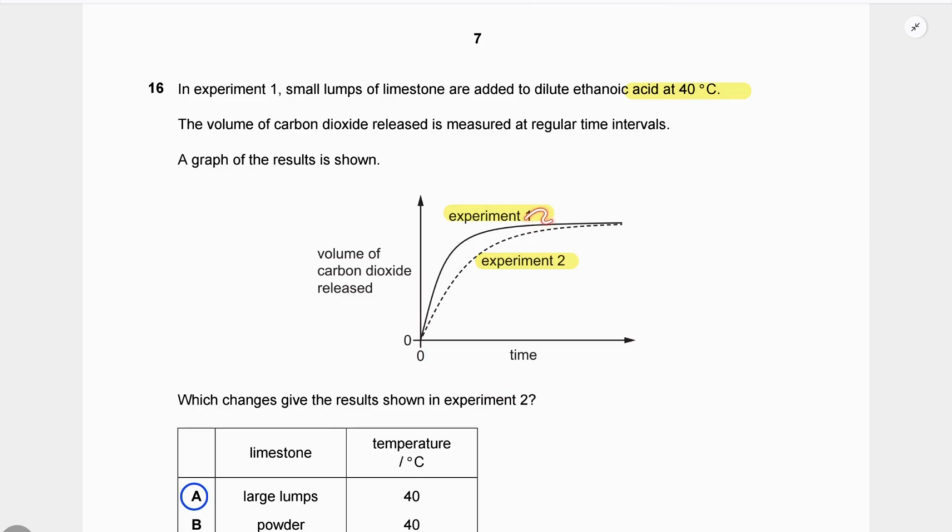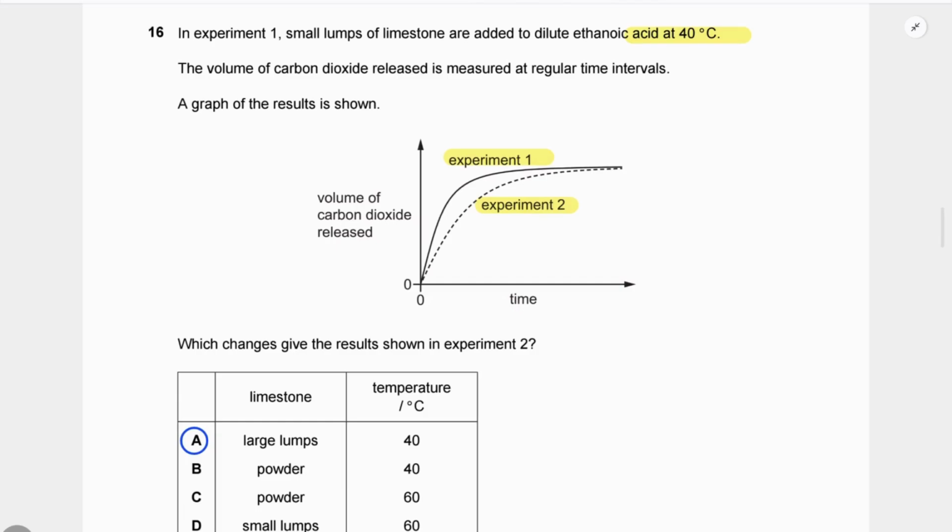As you can see, experiment number 2 is lower than experiment number 1. So for limestone, what else can we use? We cannot use powder or small lumps because they will give a higher rate of reaction. So we take large lumps so that the rate of reaction will decrease. And the temperature as well, we can take it as low, because once the temperature is low, the rate of reaction also turns out to be low. So the correct answer is A.